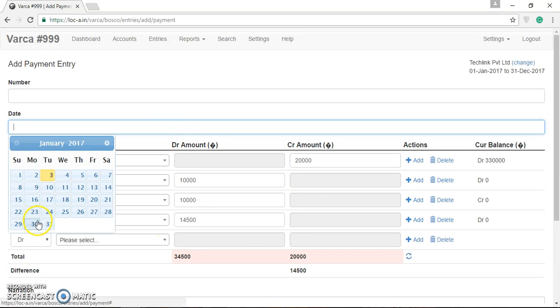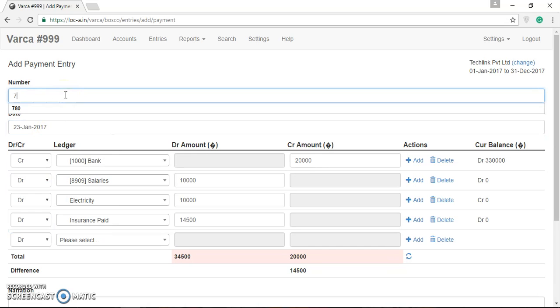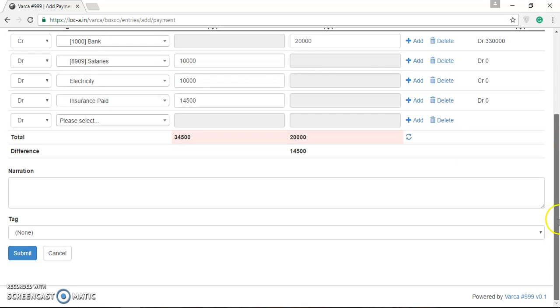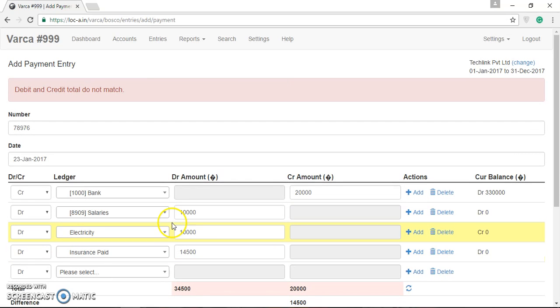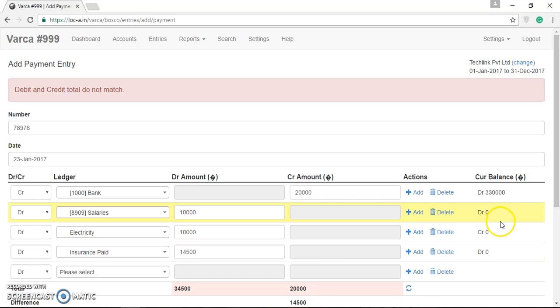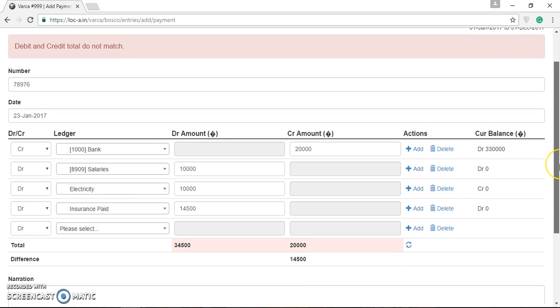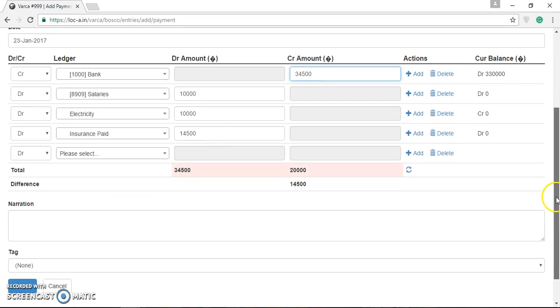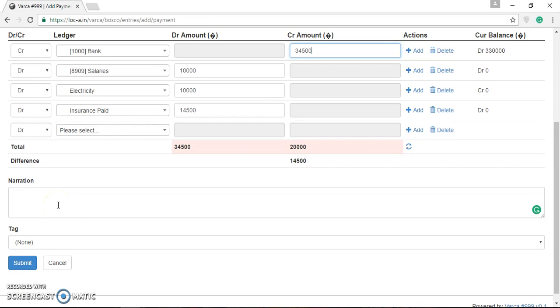Okay, we select the date, give them a number, and we submit it. Since again there is a mismatch, it doesn't take the mismatch. Expenses made.